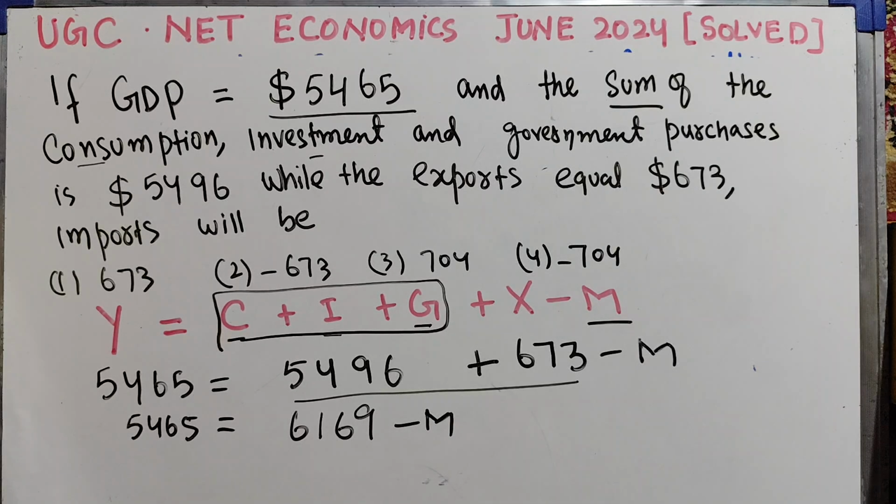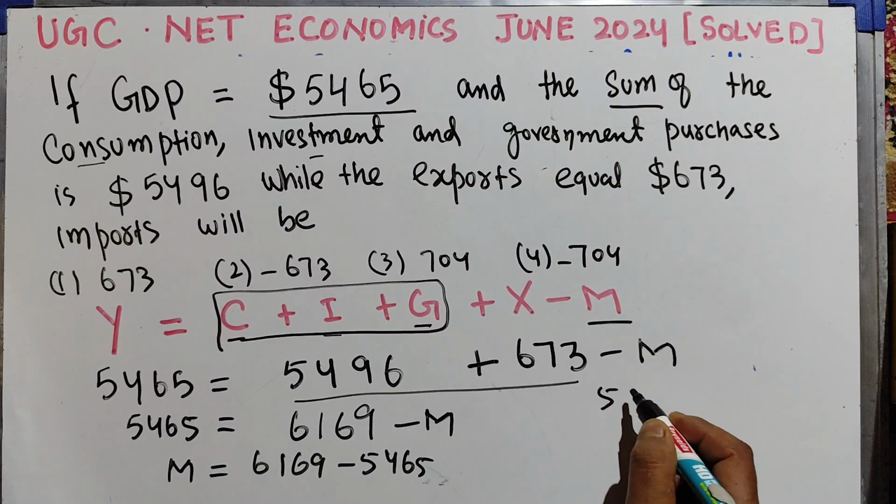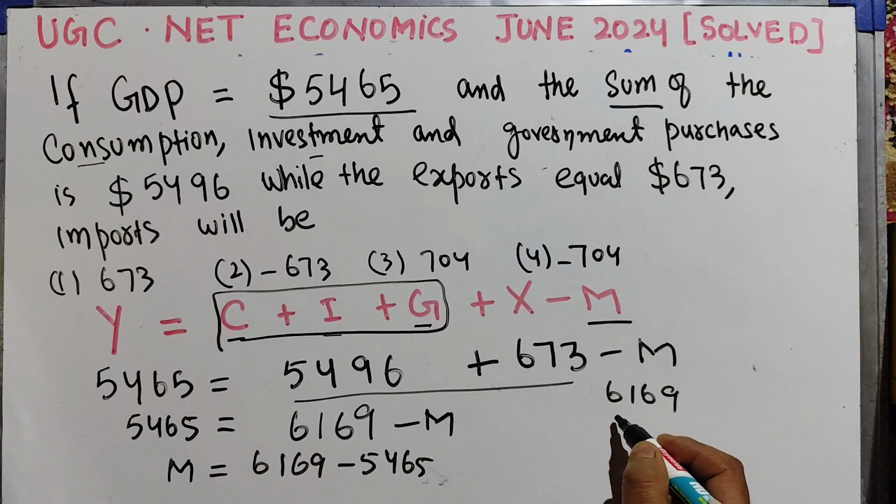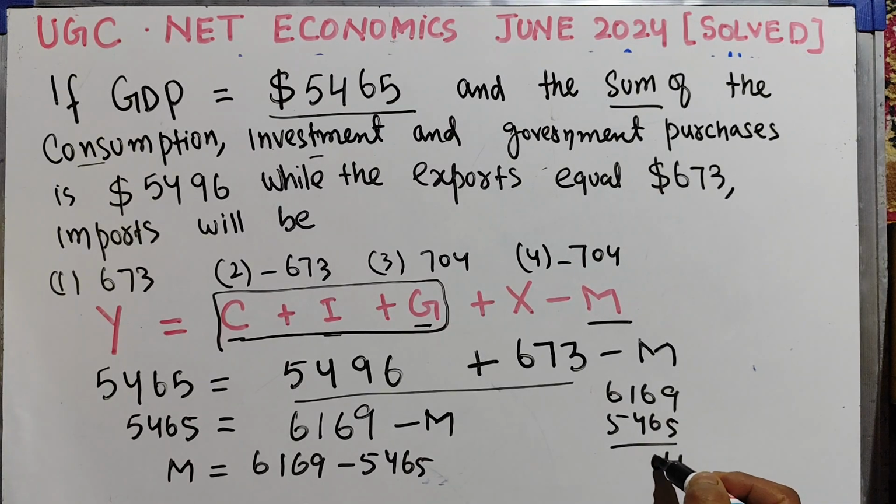Solving for M, transposing M here, it becomes positive, and we get 6169 minus 5465. So let us do here 6169 minus 5465. So we will get the value of imports will be equal to $704 billion. Okay.